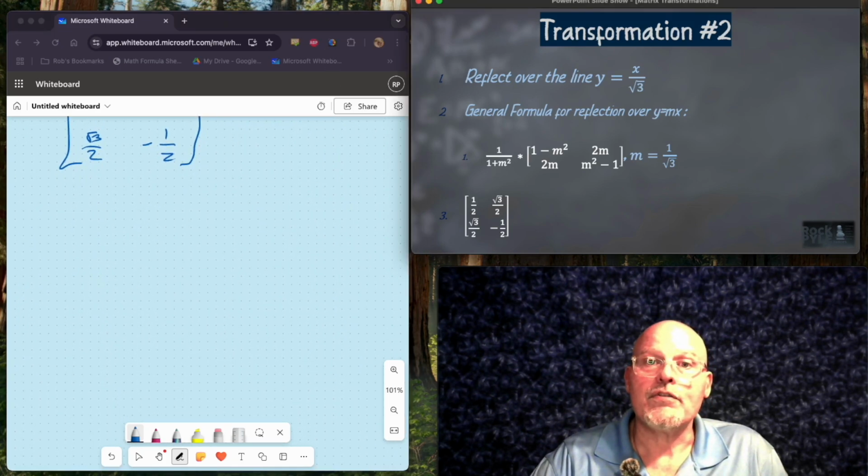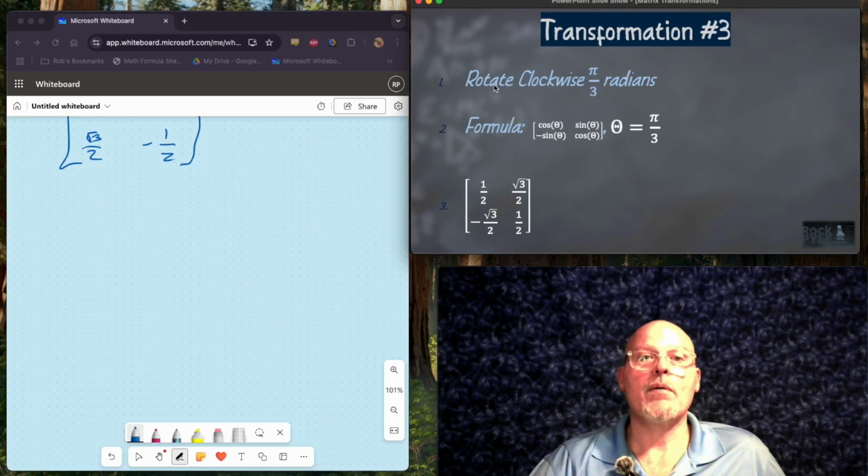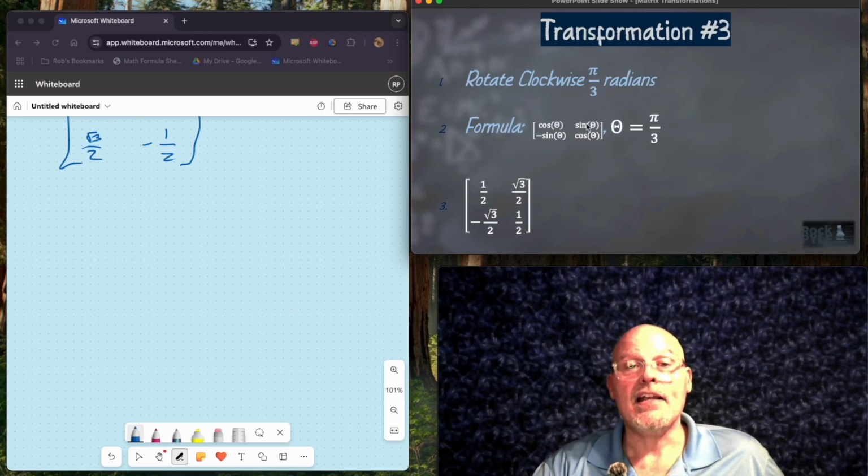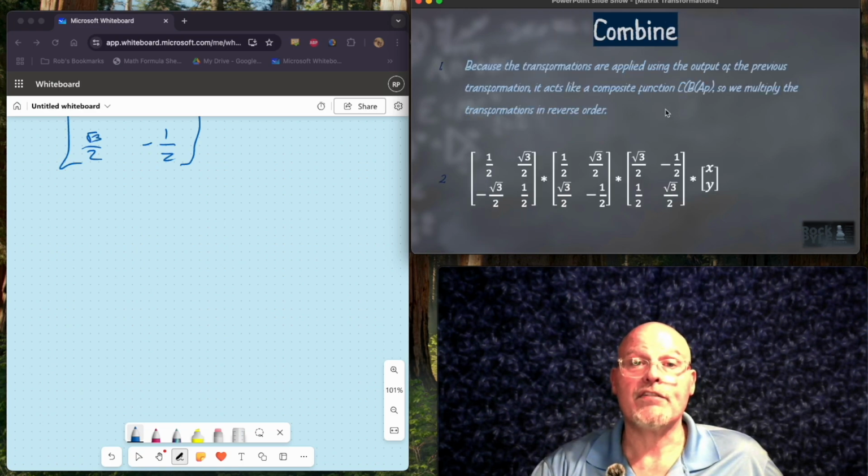All right, next we're going to do transformation number 3. This is where we rotate clockwise pi over 3 radians. The formula for that is the same as counterclockwise, except the negative on the sine is in the bottom left instead of the top right. Our theta now is pi over 3, where cosine is 1/2 and sine is root 3 over 2. So the cosine will be 1/2, cosine will be 1/2, sine square root 3 over 2, and negative sine negative square root 3 over 2. So those are our 3 transformations.